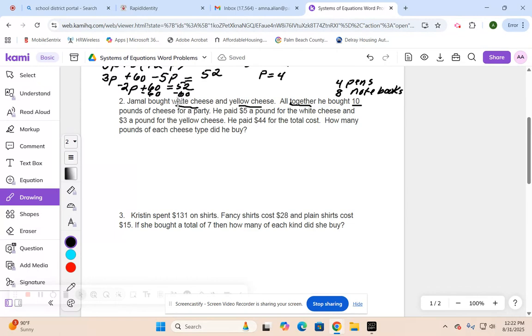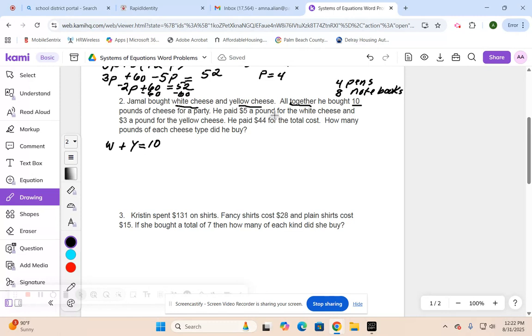So we're going to use W for white cheese. So when we finish solving, we know what that W represents. Plus Y for yellow cheese. And all that, the total together is 10 pounds. All right, we're going to write our cost function.